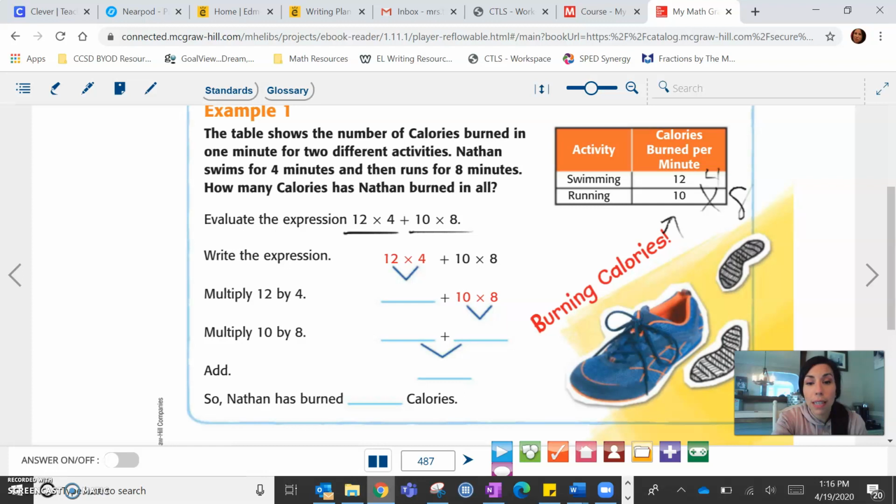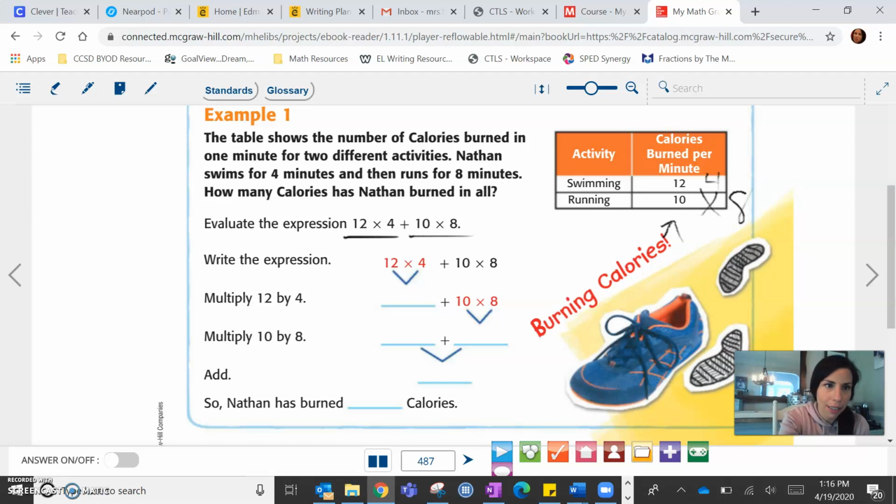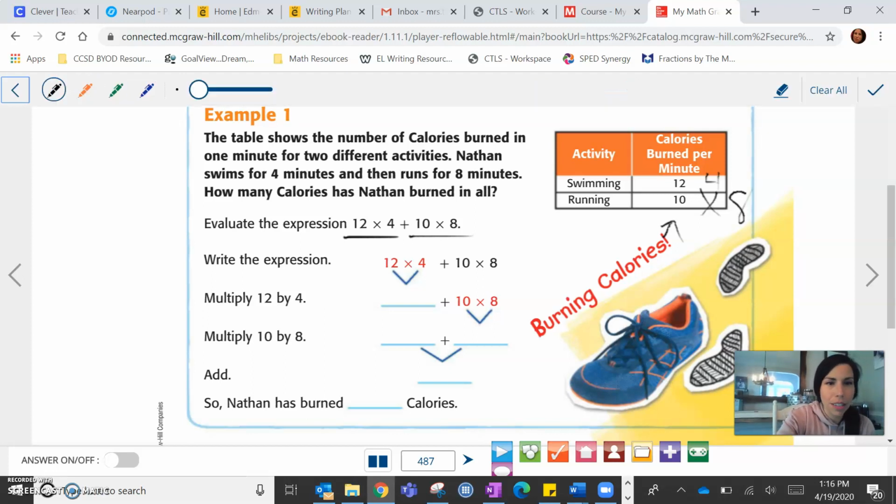Right here, 12 times 4 is 48. Great job, guys. You're awesome. Okay, so 48. And then 10 times 8 is 80. Yes. Okay, I want to stop for a second.